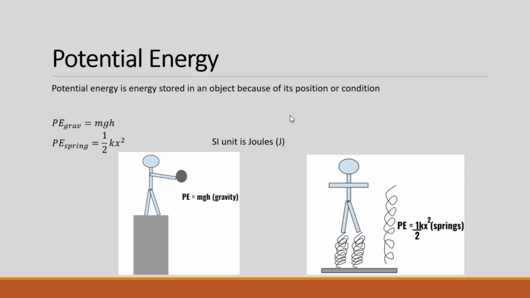So, objects will have potential energy when they have the potential to start moving because of forces like gravity or the spring force.